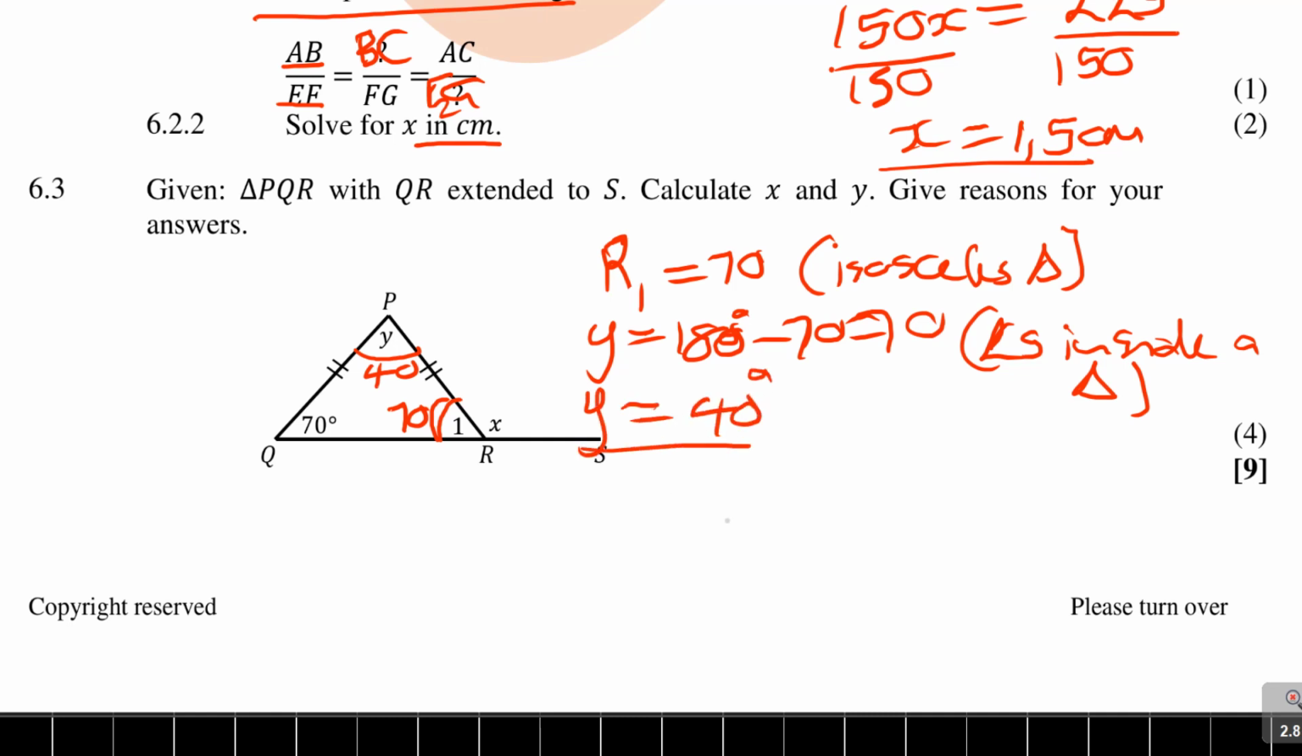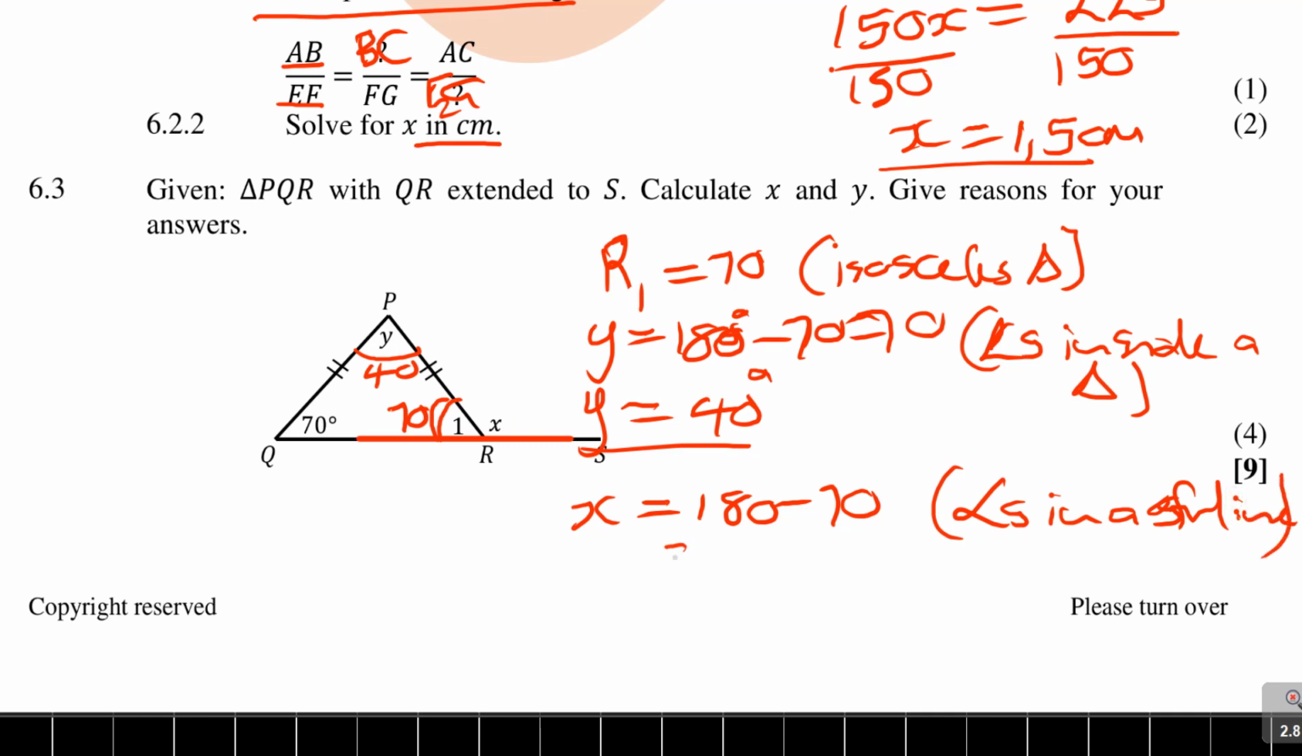Alright, perfect. Now, how do we find X? Isn't it going to be the straight line? Thank you. That's the keyword. Straight line. You've picked it up. What is it about the straight line that you know? It's going to be 180, minus the 70. Then you're going to say angles in a straight line. It's going to be 110. Perfect. That's it.